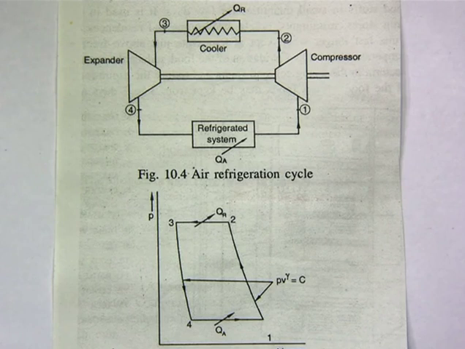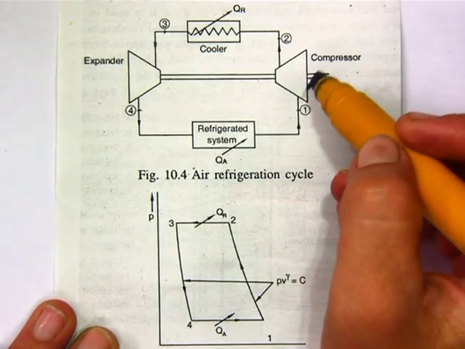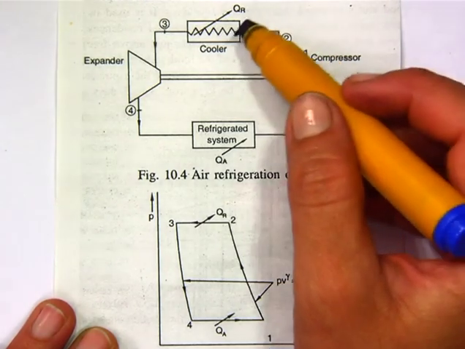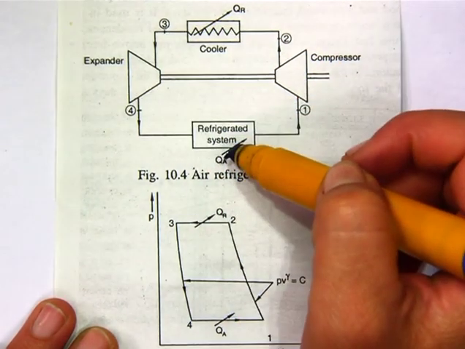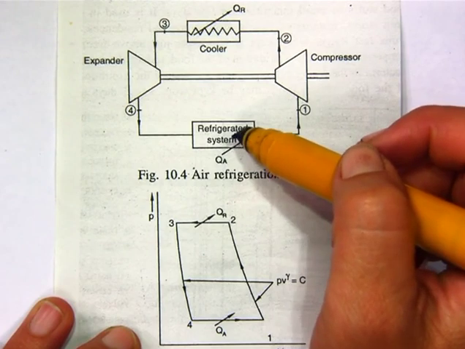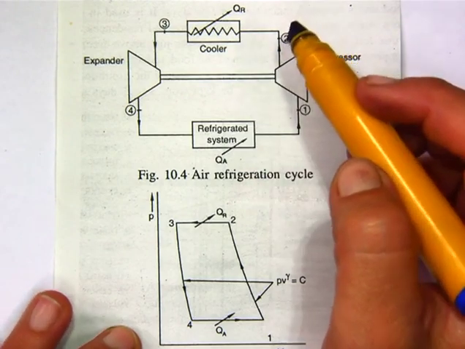So air is easily available. Leakage will not cause any harmful effect. These are the advantages of the air cycle refrigeration system, but simultaneously it has a low COP, and a large amount of air has to be compressed for getting a relative cooling or refrigeration effect. So here: compressor, heat exchanger, expander, and refrigeration system from where the heat is to be absorbed.